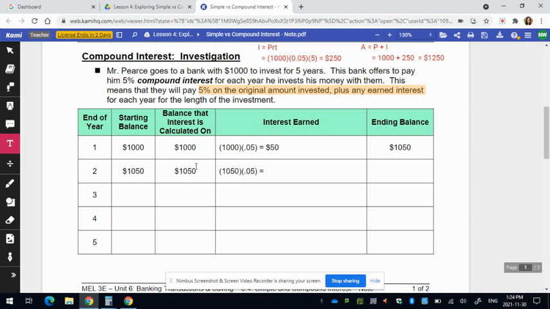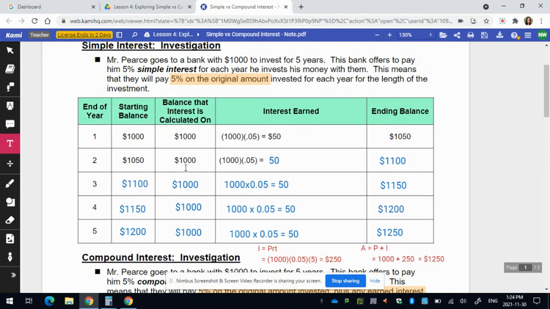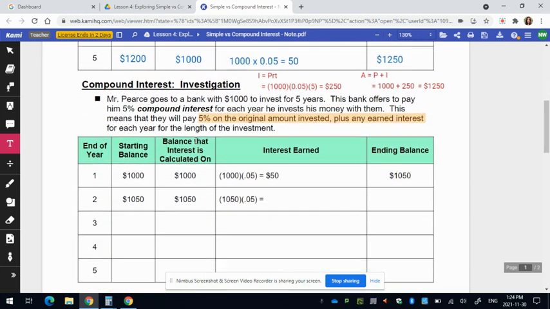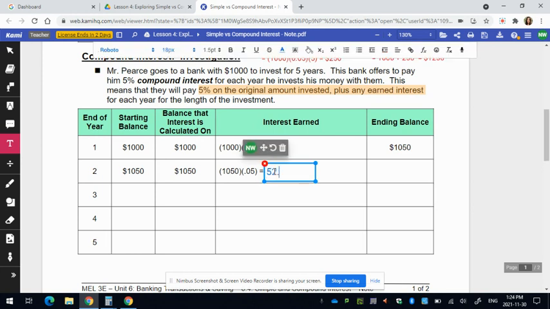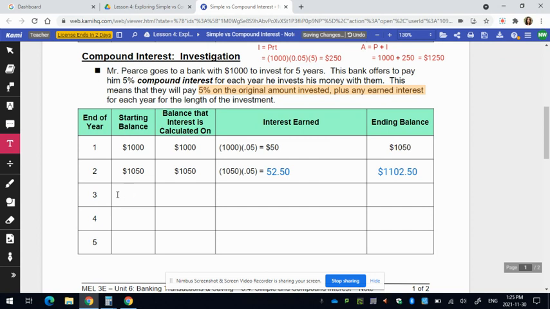Except you'll see here, when we calculate the interest, it's not always just going to be 1,000, how it was up here. These were all just 1,000. Down here, we're taking our starting balance at the beginning of the year, and that's what we're using when we calculate our interest. So we've got 1,050, and we're multiplying that now by the 5%. And when we do that, we get 52.50. You can see it's a little bit more than $50 that we're going to be adding on this year. So when we do that, we get 1,102.50.